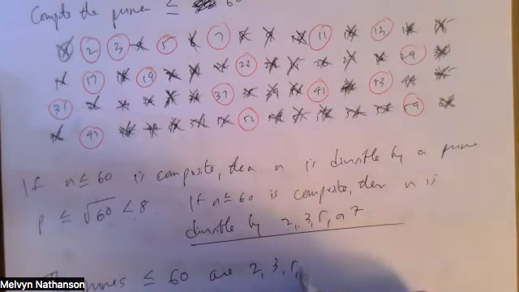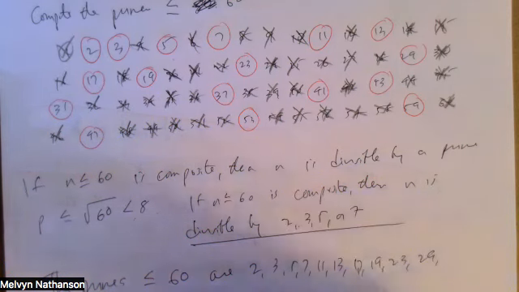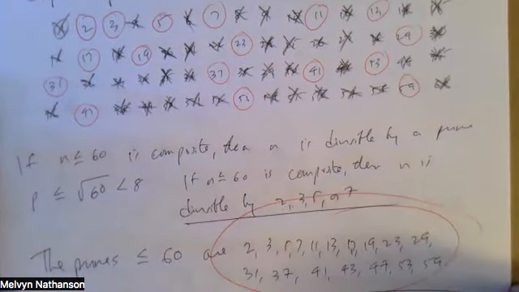2, 3, 5, 7, 11, 13, 17, 19, 23, 29, 31, 37, 41, 43, 47, 53, and 59. That's it.